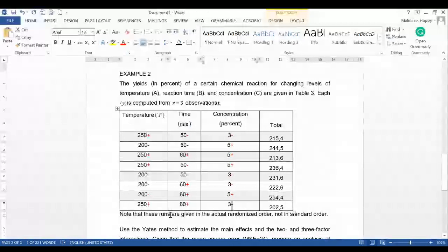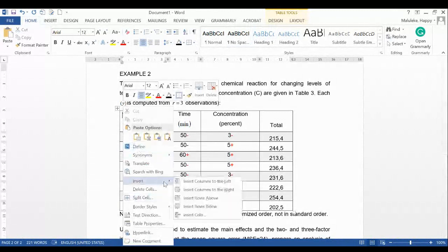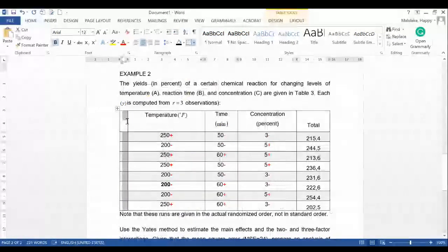Note that these runs are given in actual random order. They are random, not in a standard order. You know the standard order of writing this. So now, give me the treatment combinations. Let me create a column. Give me the treatment combinations.